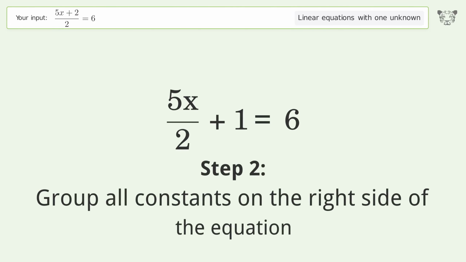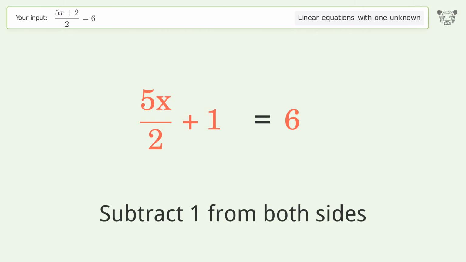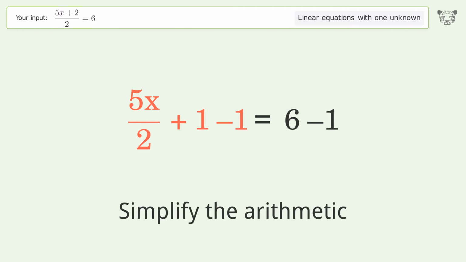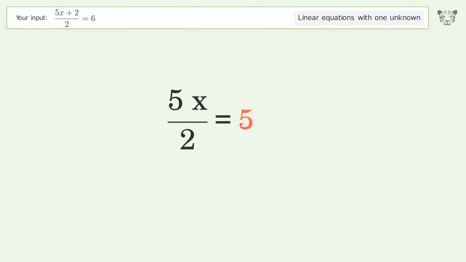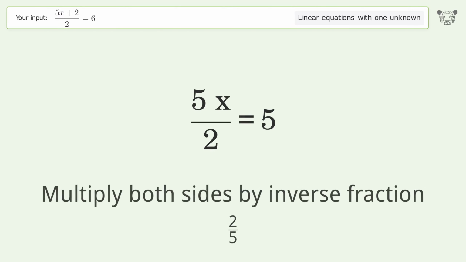Group all constants on the right side of the equation. Subtract 1 from both sides. Simplify the arithmetic. Isolate the x. Multiply both sides by inverse fraction 2 over 5.